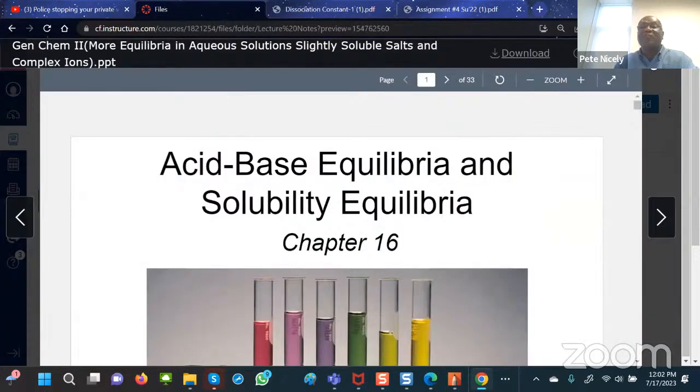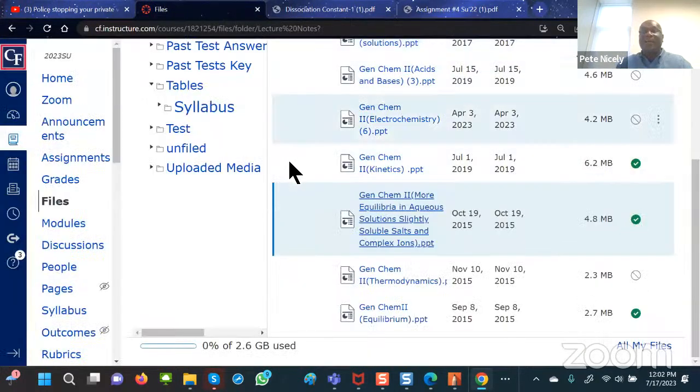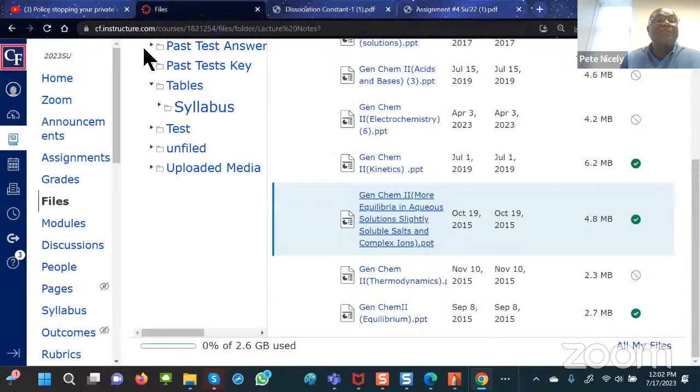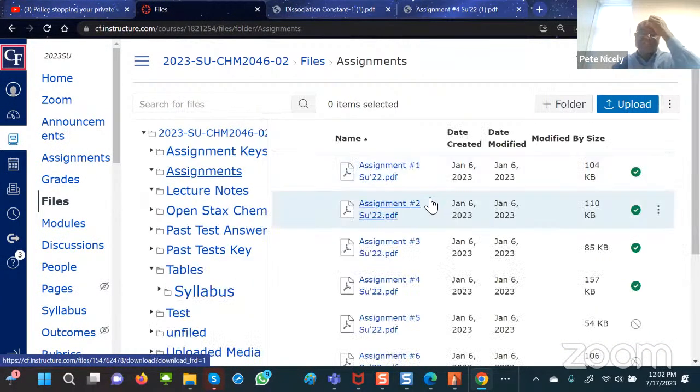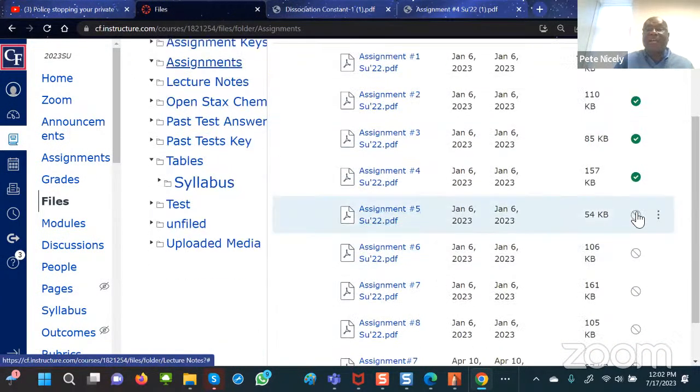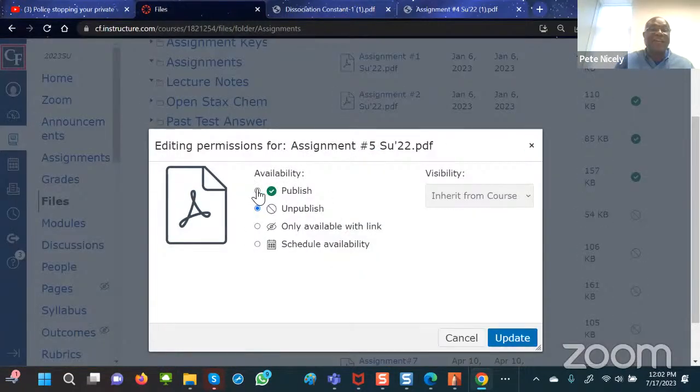Oh, by the way, I've just created a Dropbox for assignment number 4, so make sure that you submit your assignment in that Dropbox. Okay, what am I trying to get to? I'm trying to get to assignment number 5. Okay, so let me bring assignment number 5 up if I can find it. Assignment number 5, and let me publish it now so that you guys can have access to it.